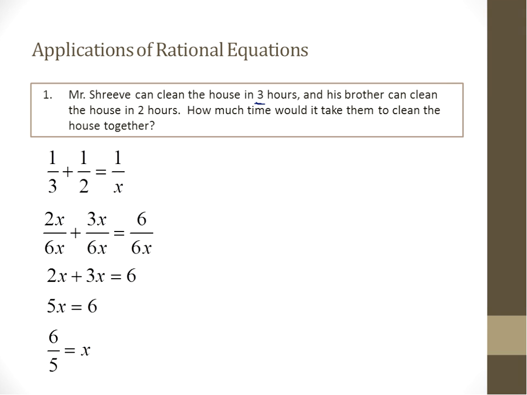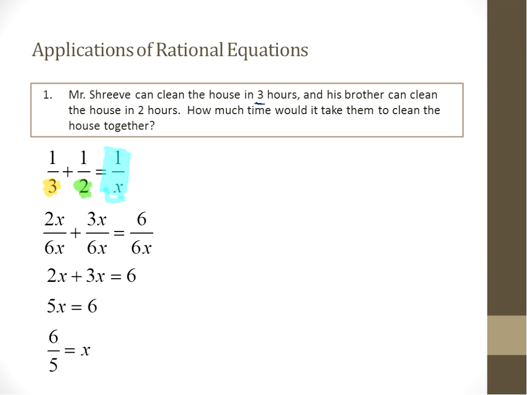Now, the 3 hours, you'll see, I just put 1 over 3. So I can do one task in 3 hours and I make that my first denominator. The top is 1. We try to make this one pretty easy for you. The next one, you could complete the task in 2 hours. So that's 1 over 2. And this part on the far right is going to be the same for everyone. So whatever your 2 fractions are on the left, they're all going to equal 1 over x.